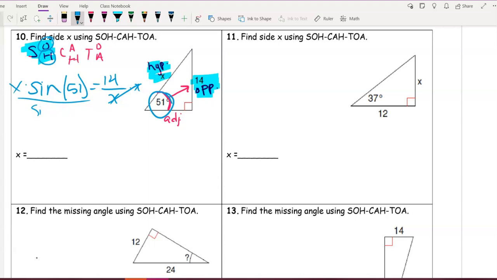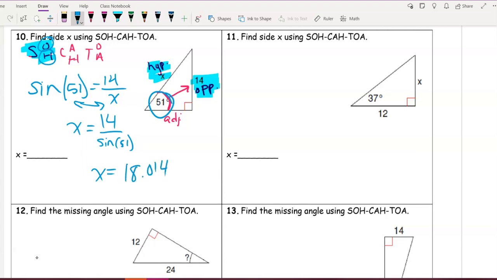This is the same thing as swapping these two. So just to be an easy way out, we'll swap the x and the sine so that we have x equals 14 over sine 51. Now we can type 14 over sine 51 in the calculator, and we get x equals 18.014.